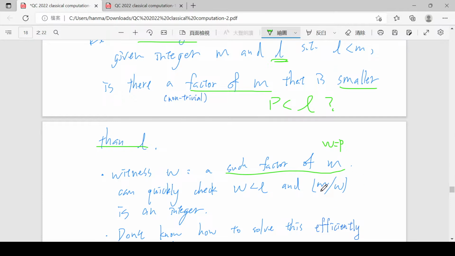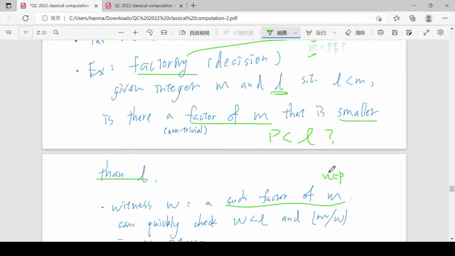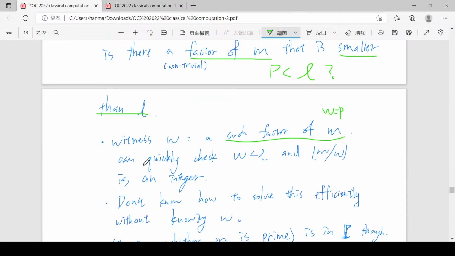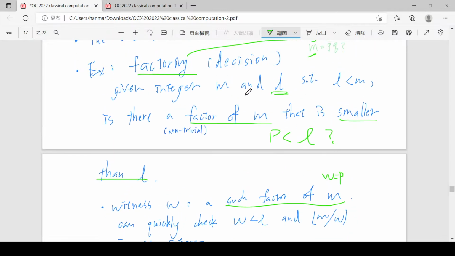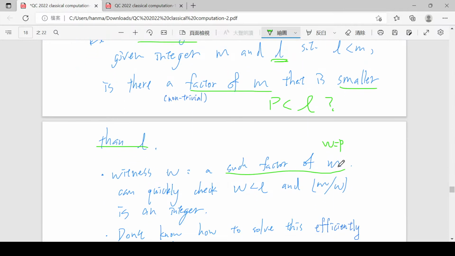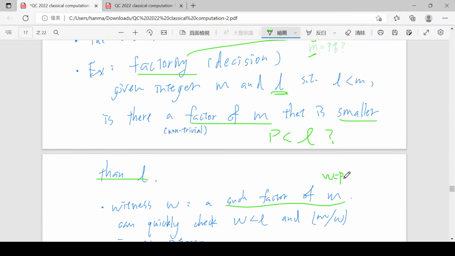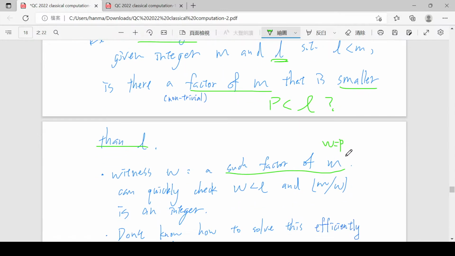So you can check the division to find out that P is actually a factor of m, and obviously you can check how big P is. So P is actually less than L. So if you are in the yes instance of M and L, and someone told you this P, then you can easily check that P actually satisfies those two conditions.